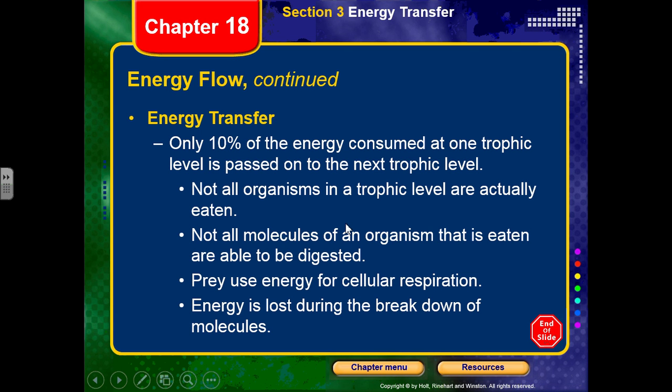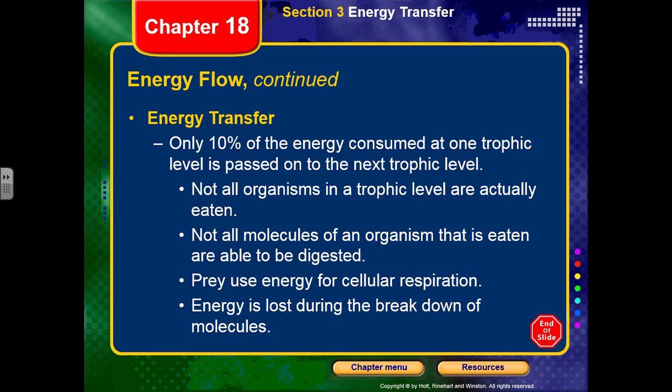Not all organisms at a trophic level are actually eaten. So several of these bullet points here are reasons why only 10% is passed on. The first one, of course, is that not all organisms in the trophic level are actually eaten. So all the available energy in that trophic level is not passed on, mainly because of that first reason. Not all the organisms are eaten, so all that stored energy in that trophic level cannot be passed on.